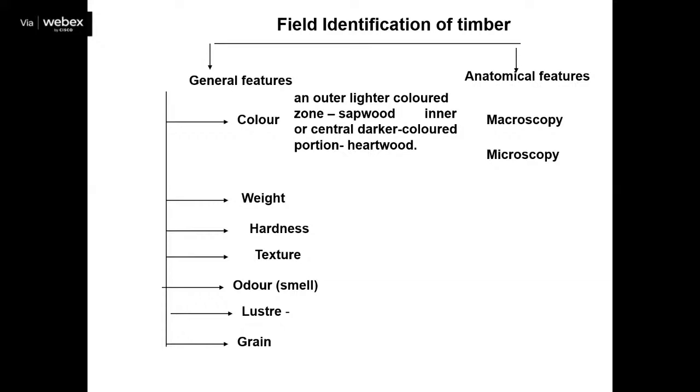And then next we have to see the weight. Weight we cannot take balance and weigh. Just we can hold the small sample in our hand. Then we can feel whether it is light, heavy, or medium. Then hardness we have to see, texture we have to see, odor we have to see, luster, grain. All these things come in general features. Coming to anatomical features, there are two types. One is macroscopy without the help of microscope, with the help of hand lens. Next method is microscopy. Under microscope, we study the anatomical characters, then we'll tell what it is.